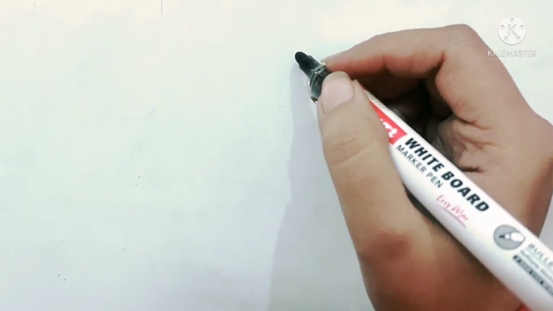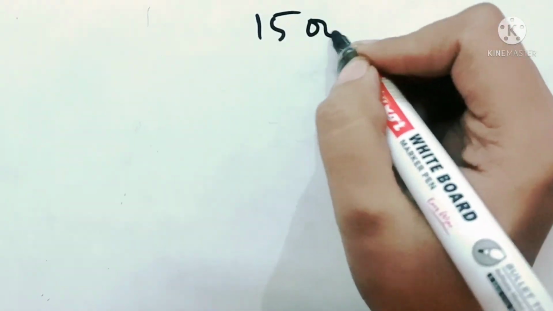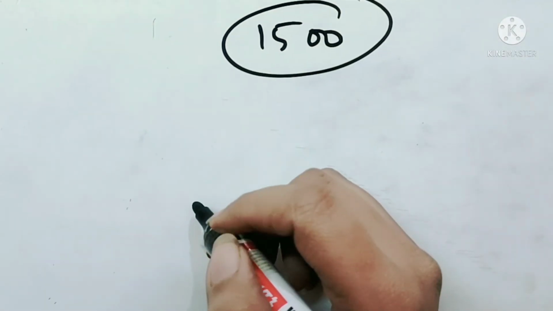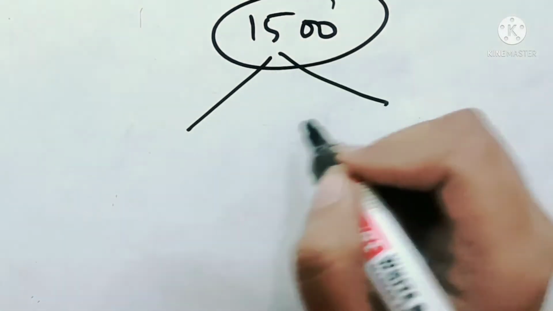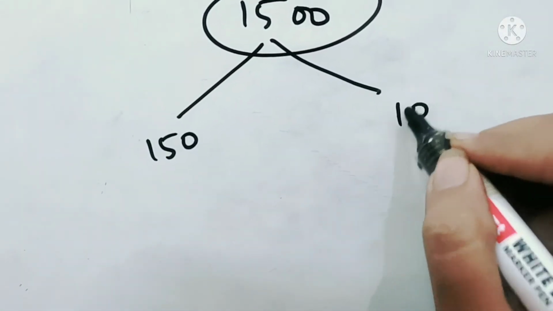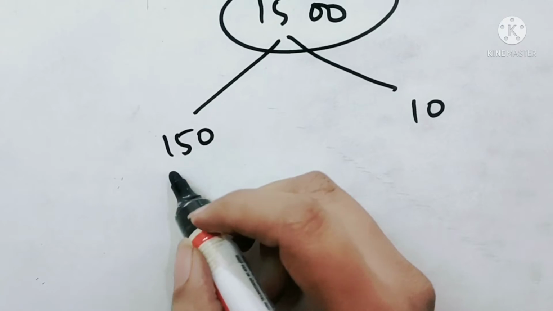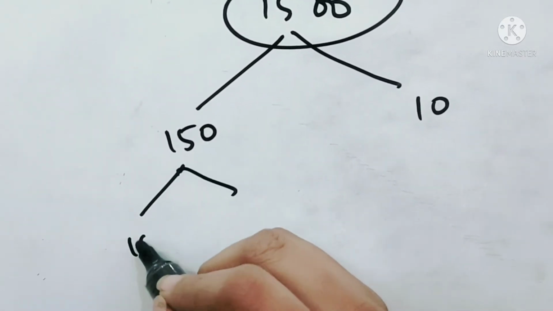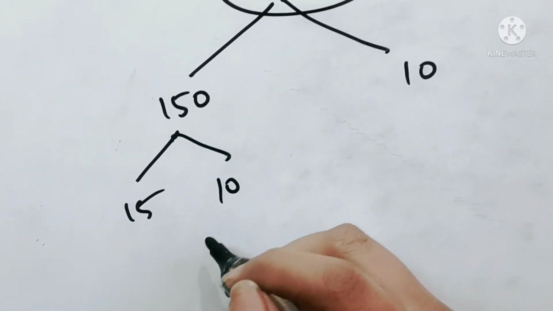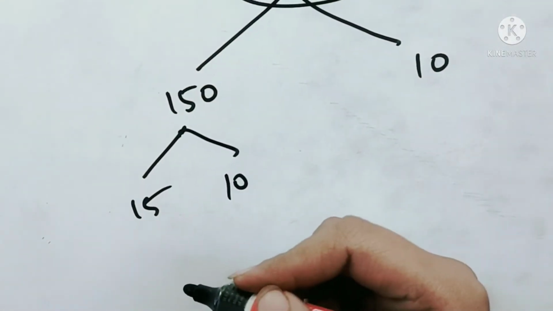Now I am taking a bigger number. Suppose I take 1500. Can we write 1500 as 150 into 10? Yes, we can. Now further, 150 can be divided as 15 into 10. First I am doing the left hand side, completing my left hand side.